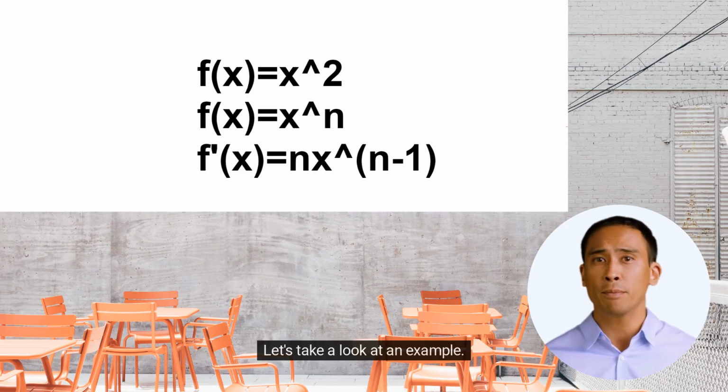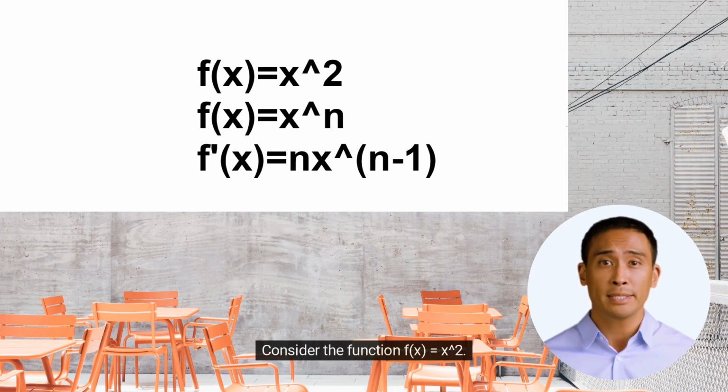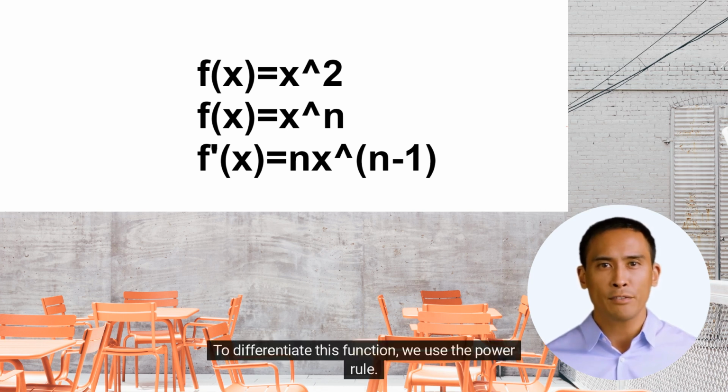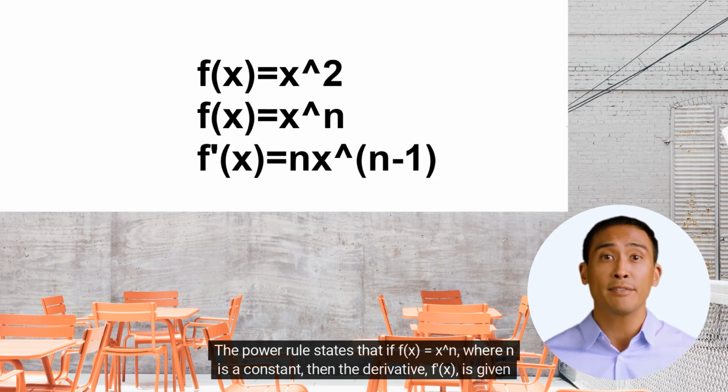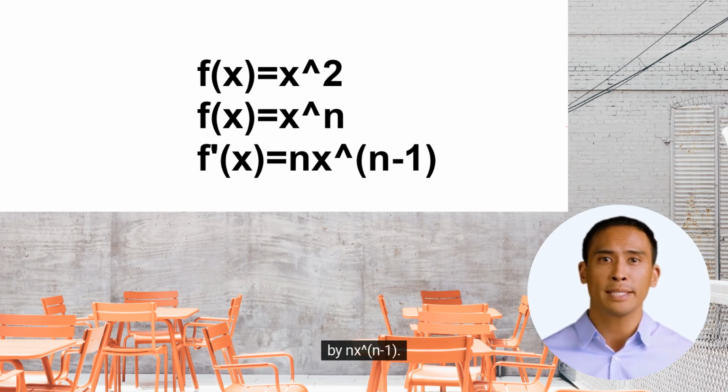Let's take a look at an example. Consider the function f(x) equals x^2. To differentiate this function, we use the power rule. The power rule states that if f(x) equals x^n, where n is a constant, then the derivative f'(x) is given by n x^(n-1).